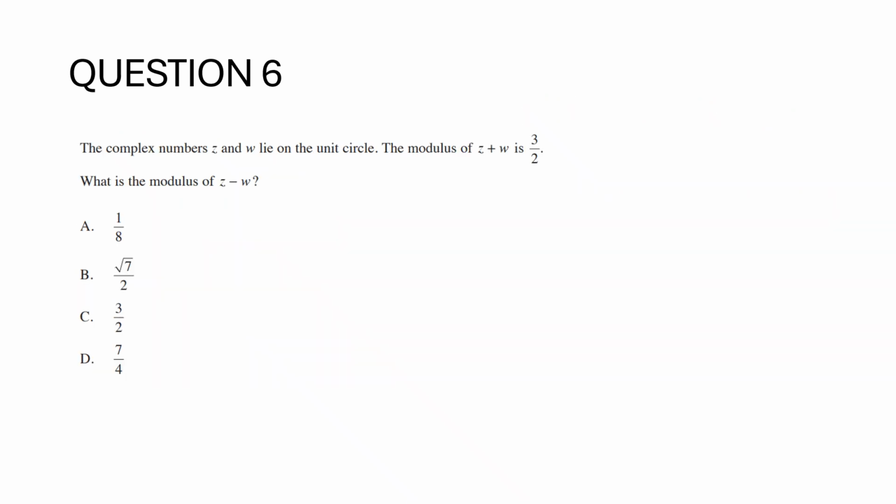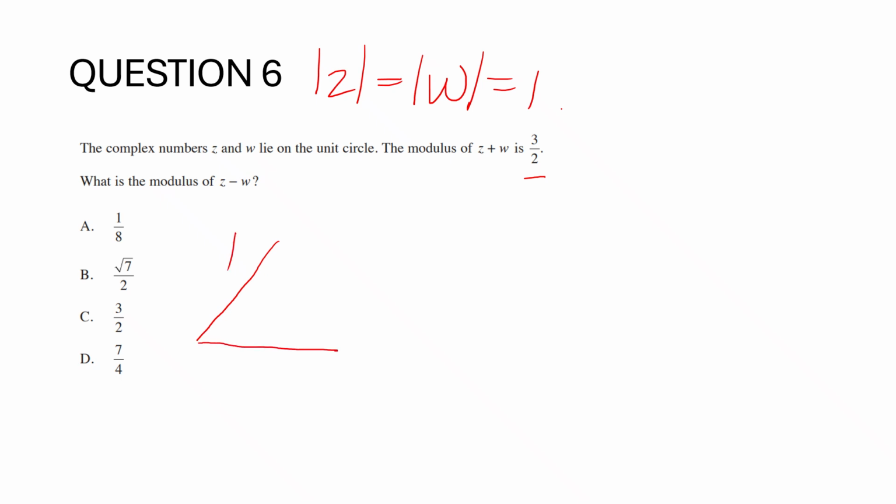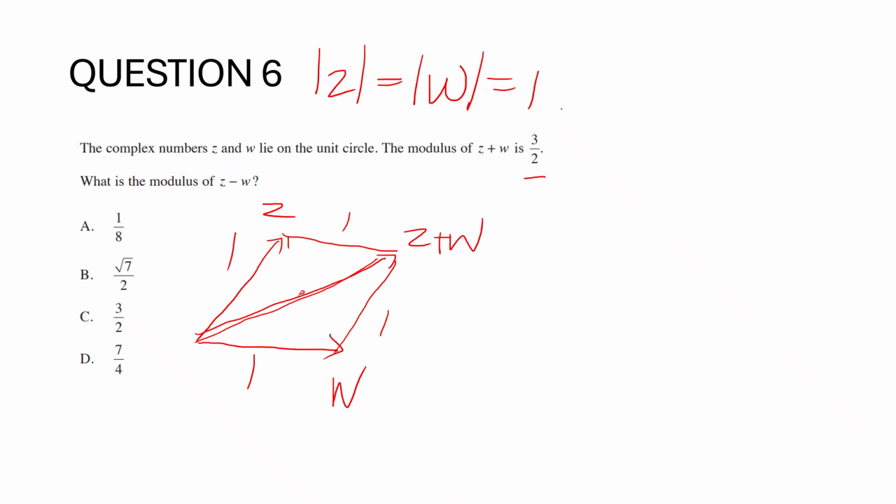Question 6. The complex numbers z and w lie in the unit circle. So that means the moduluses of z and w are equal to 1. The modulus of z plus w is 3 halves. What is the modulus of z take w? So let's just draw a quick diagram. Because these are both 1, when I add them up, it's going to be the diagonal of a rhombus, like that. So this is 3 halves along here. Now that's z, that's w, this is z plus w. This is what we want here, z take away w.